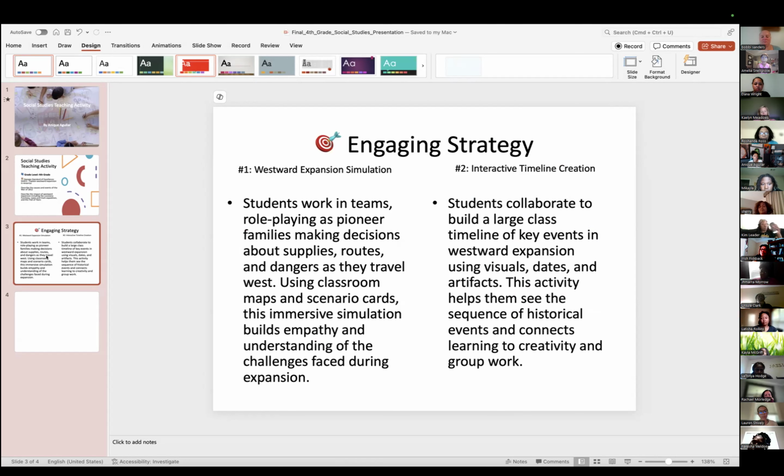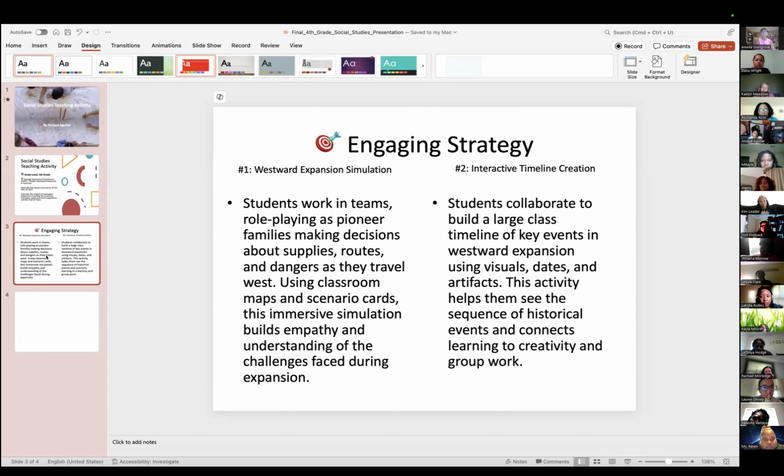My second activity is a timeline creation where the students are going to work together to build a very large class timeline of the key events in the westward expansion using visual dates and artifacts. This activity is going to help them see the order of the events that happens as they're connecting through creativity and working in groups.